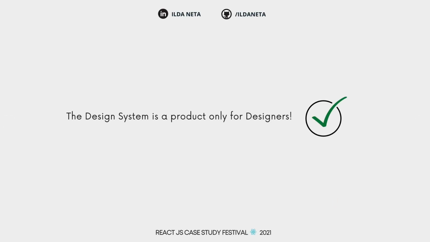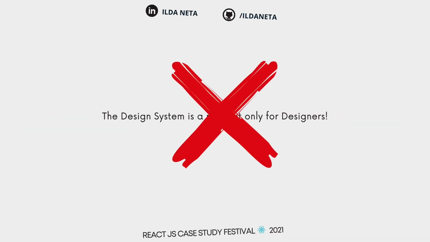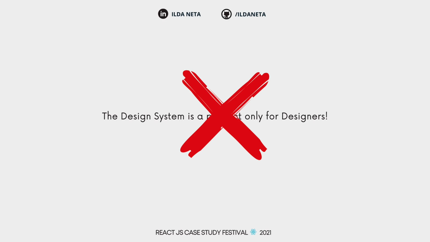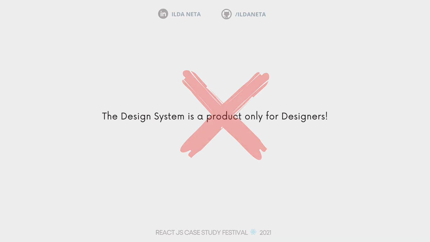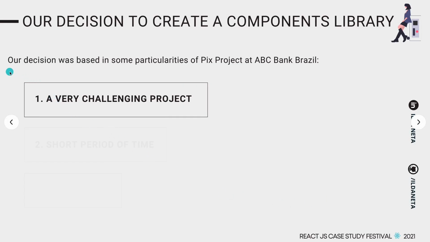So, you might wonder, the design system is a product only for designers, right? No, it is completely wrong. Although the name includes design, the design system only exists if we developers codify it. And usually, the best way to create a live design system is to build a components library. With this, now let's talk about our decision to create a components library.